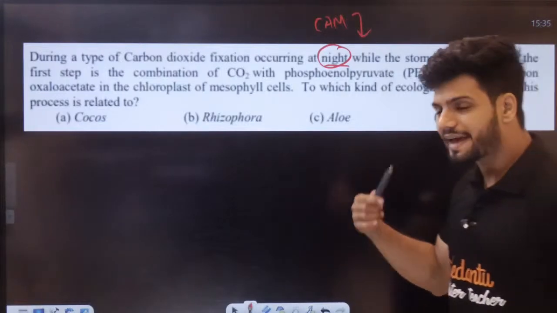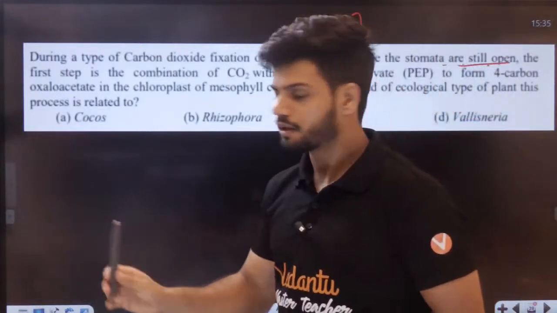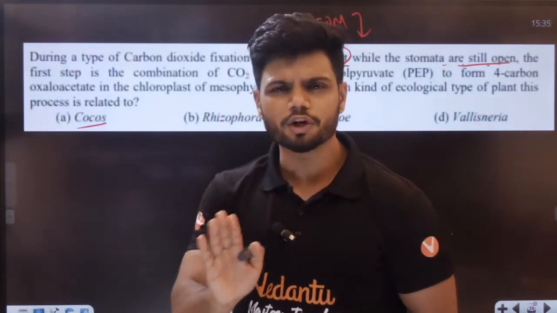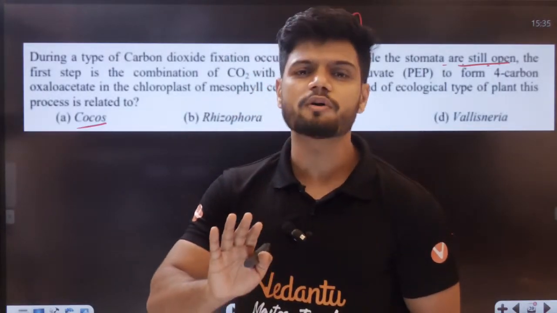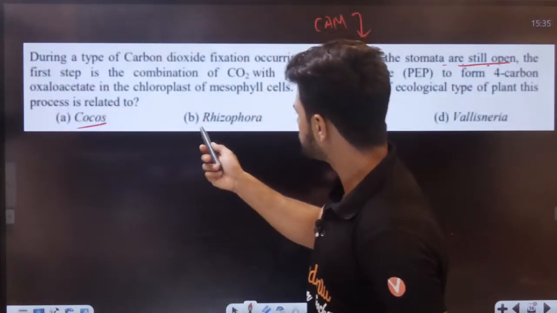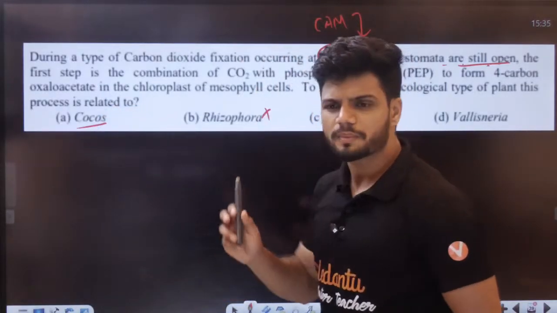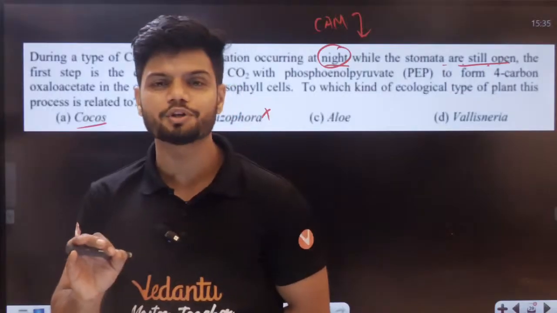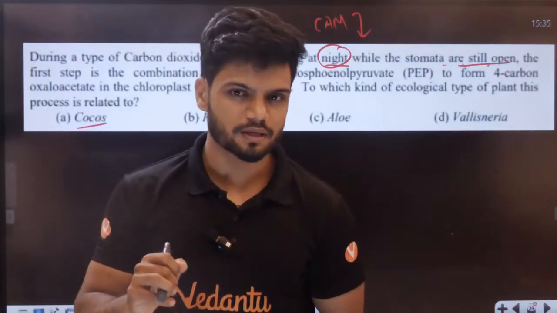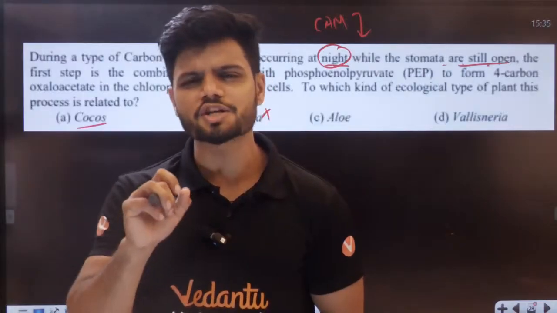Now, give me the example of the CAM pathway. Take Cocos, which is coconut. Coconut will not be found in a desert. Coconut is found in tropical regions. Rhizophora, students, all of you might be aware that Rhizophora has negatively geotropic roots, right? So where are they found? They are found in marshy areas.